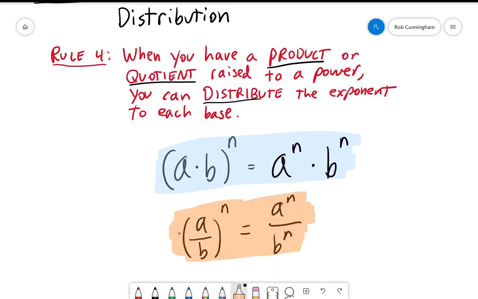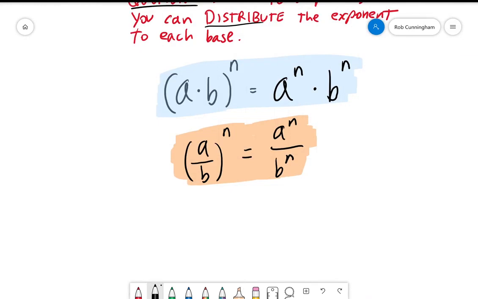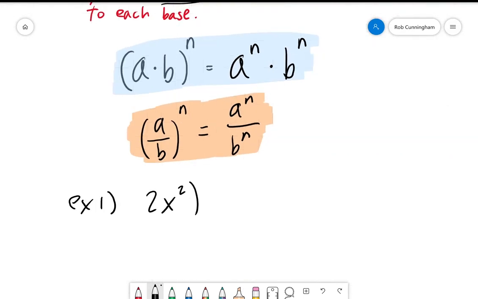So let's do a couple of examples. If I have 2x squared to the third power, okay? Well, that would be distributing the 3 in, 2 to the third power times x to the 2 times 3. So I should get, let's see, 2 to the third power, 2 times 2, don't say 6. 2 to the third power, 2 times 2 is 4, times 2 is 8, and then x to the 6th.